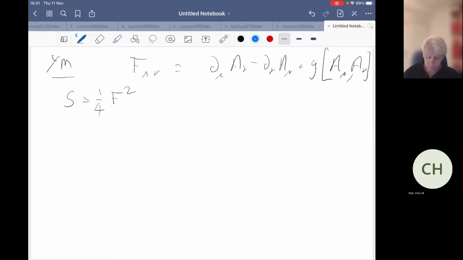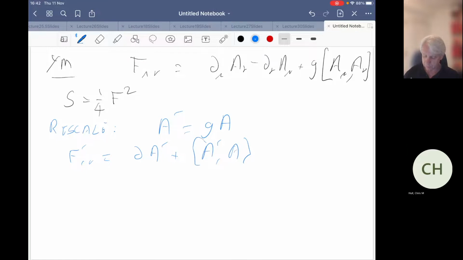And so this gives the picture we were just talking about, but there's another viewpoint where instead we rescale and define A' = gA, and then if one defines F'_{mu nu} = grad A' + [A', A'], the same index structure as before, but now without the g here, this whole thing is just g times the original F_{mu nu}.